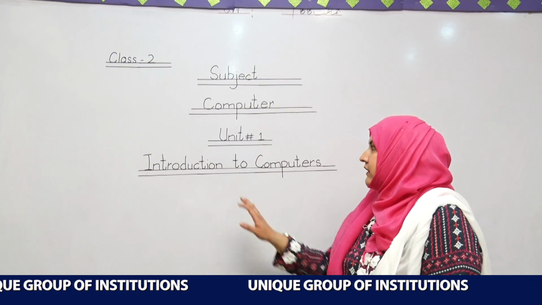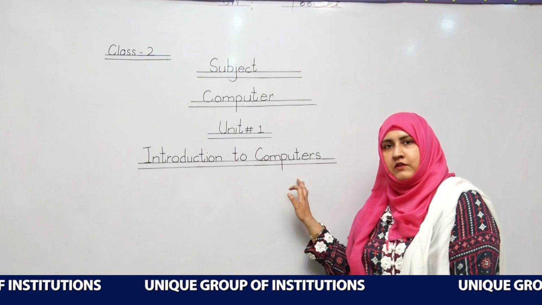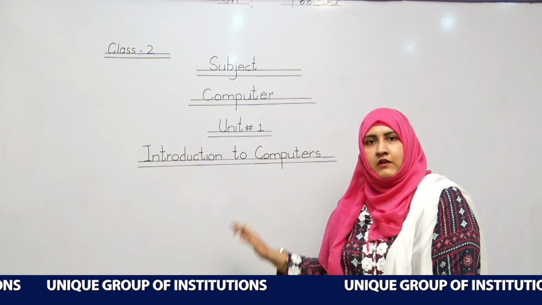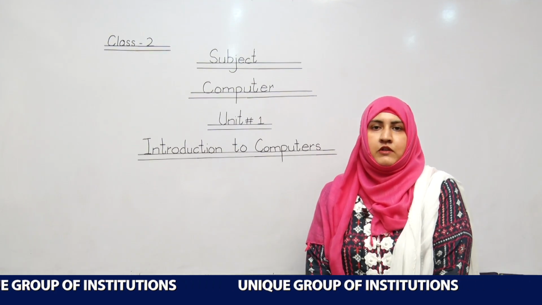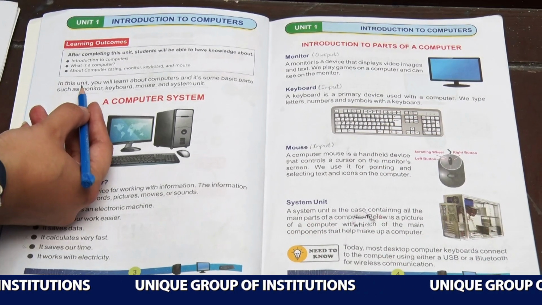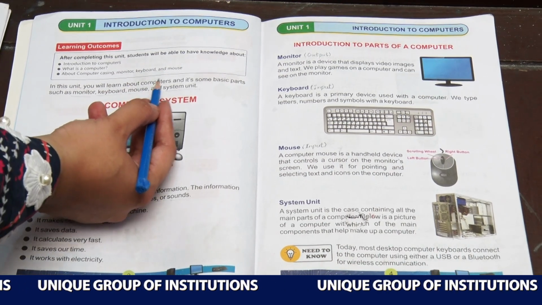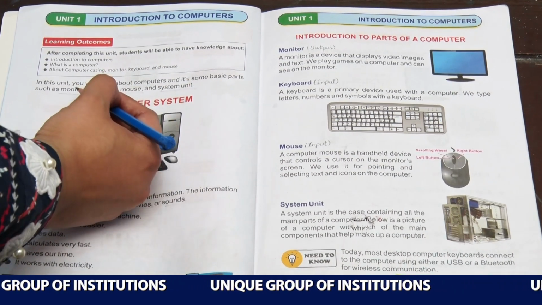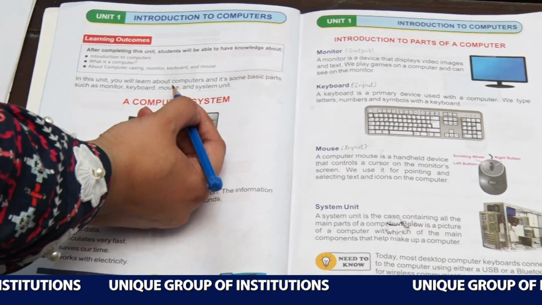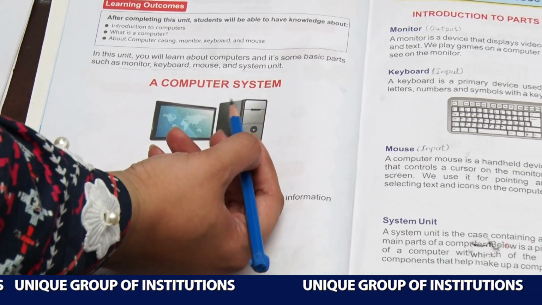So our first unit is Introduction to Computers. We are going to start this unit with reading. So let's move to the reading of the chapter. In this unit, you will learn about computers and some basic parts such as monitor, keyboard, mouse and system unit.